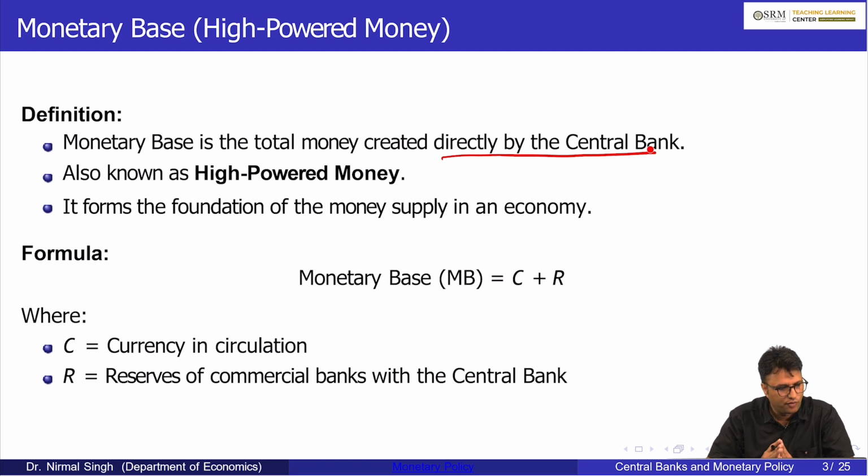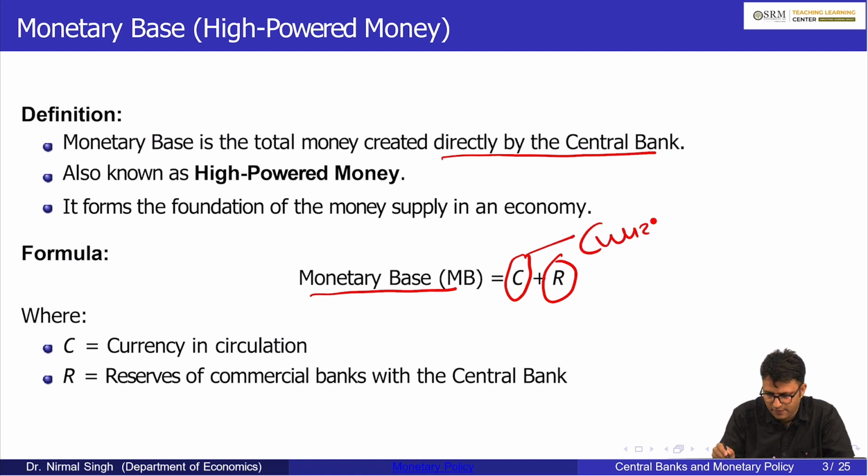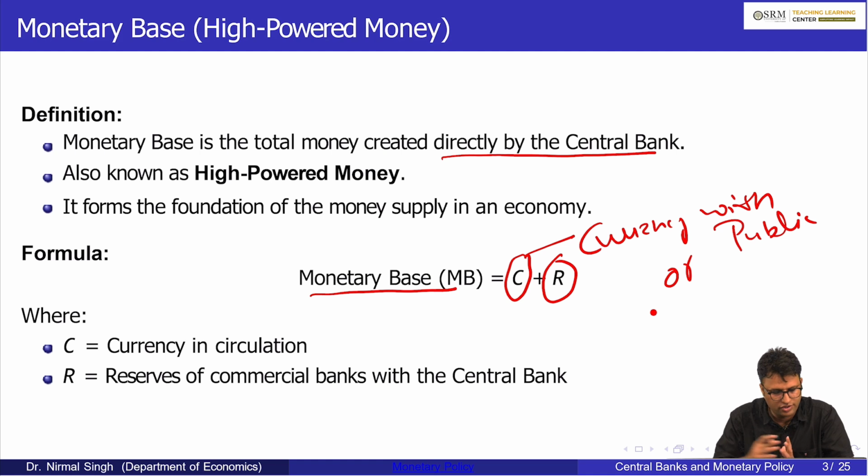Let's discuss the formula for this monetary base. The monetary base is made of two components, that is H = C + R. C is the currency with the public or in circulation in the economy. So that is the C, and R stands for the reserves.